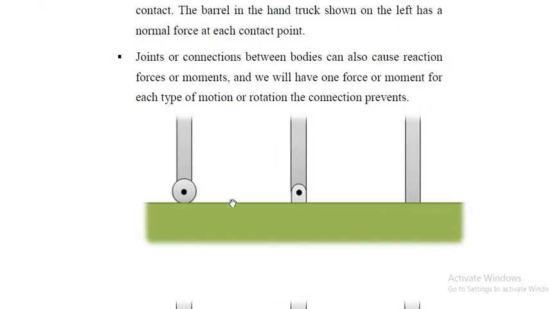So one more figure I'll explain here. This is the joint or connection. These are some roller supports, and this is the fixed, and this is without roller support. This bar is standing on this surface. So what will be the forces, or what will be the friction force, normal force? I'll just explain.